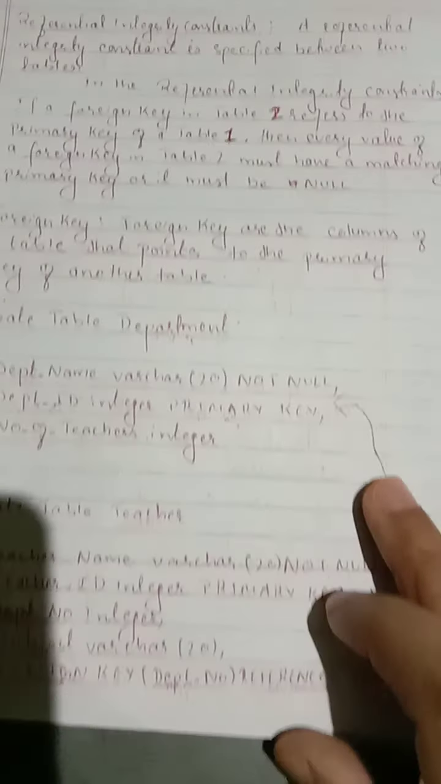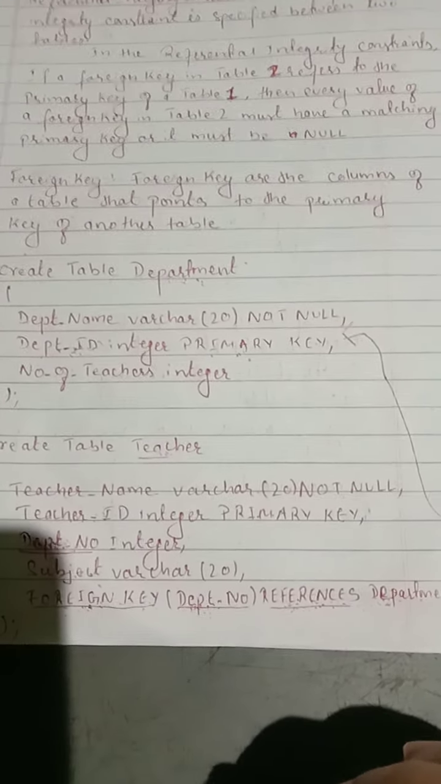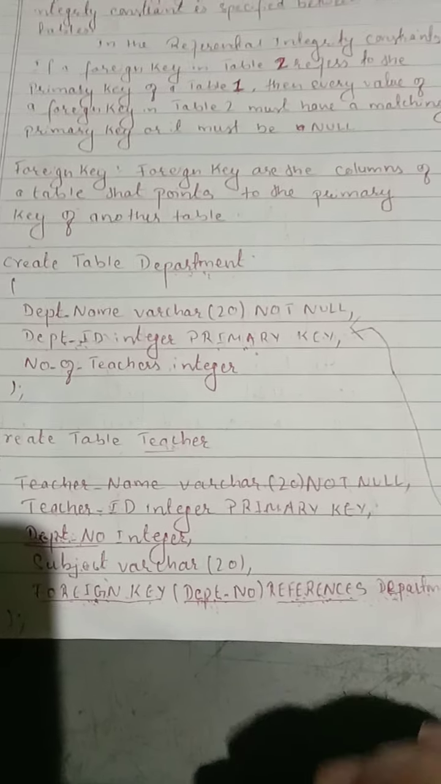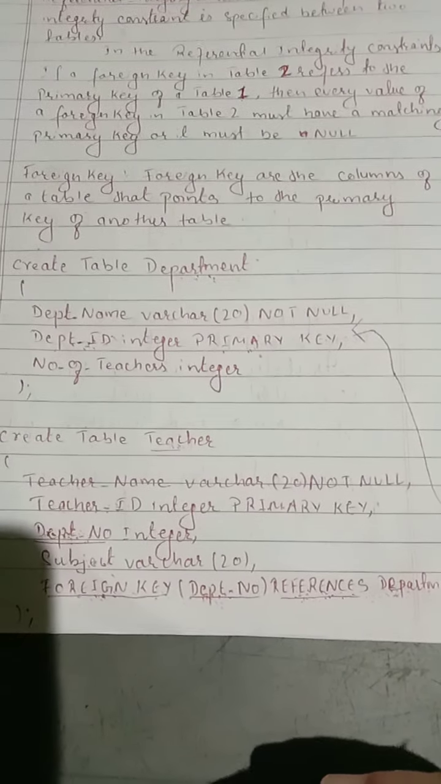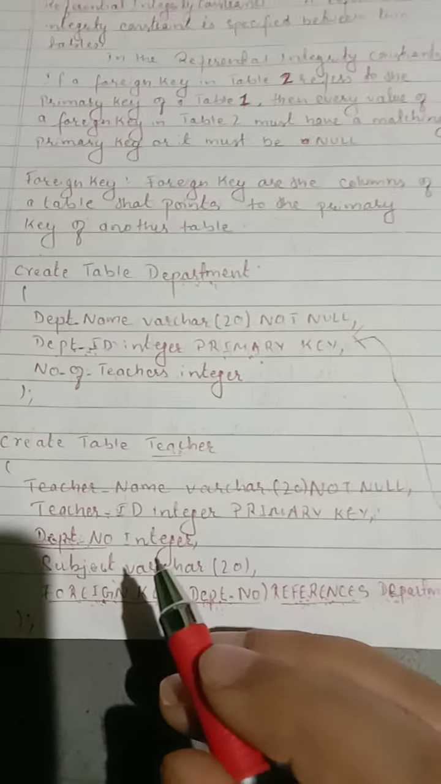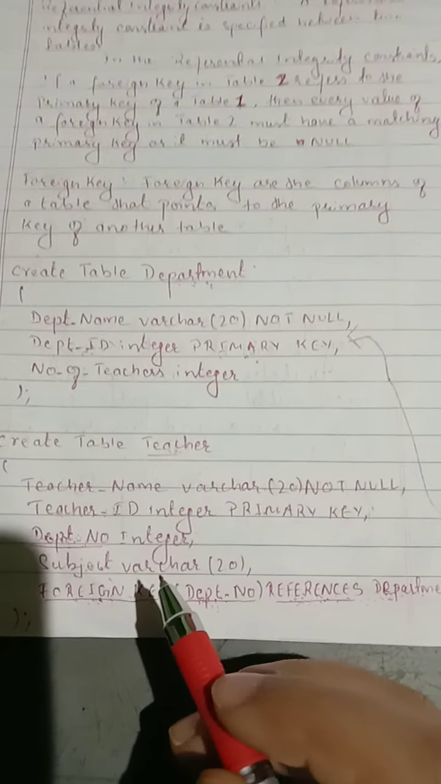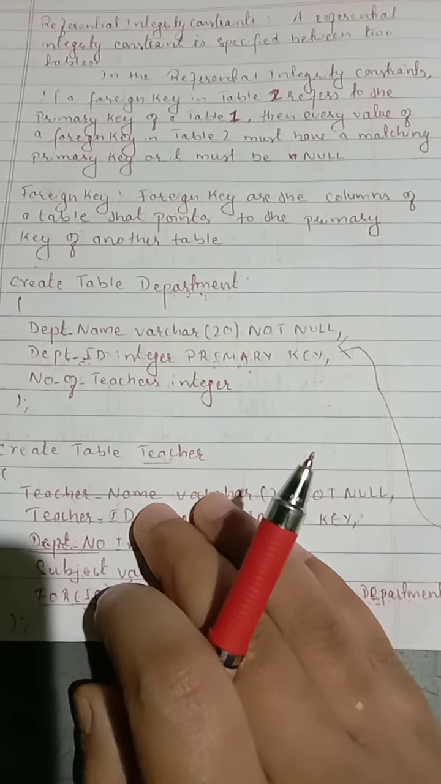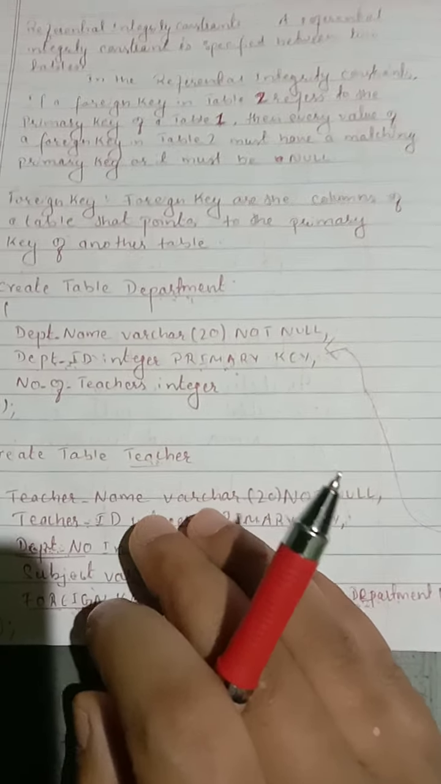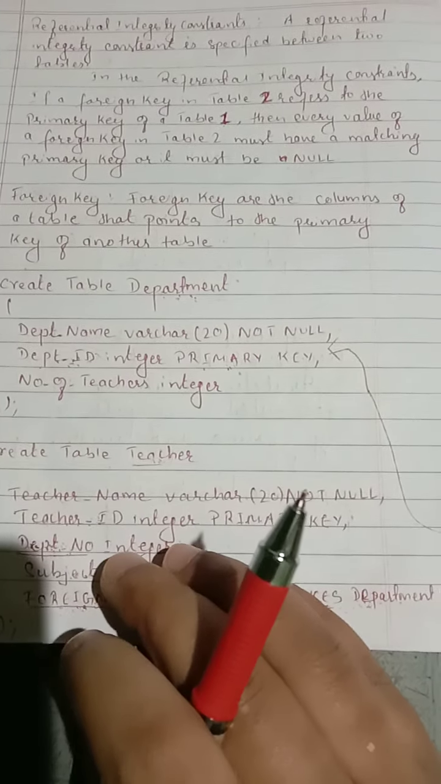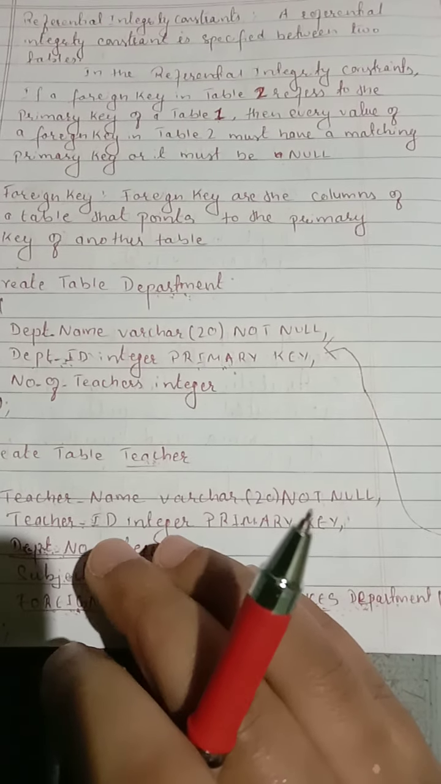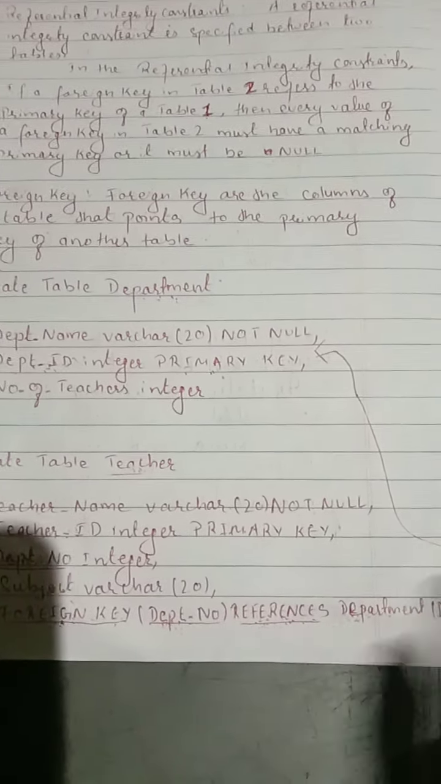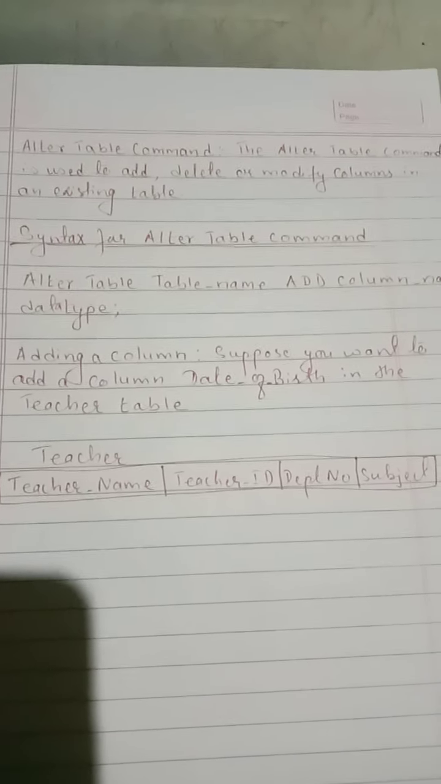So here is an example. I have already created a table named teacher, which is an existing table. If I want to add one more column in the teacher table, I can't go to this statement and execute it. To add one column in the teacher table, I must use the alter table statement. Here we can add one or more columns by using the alter table statement.